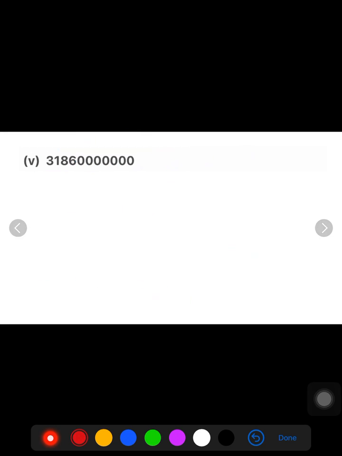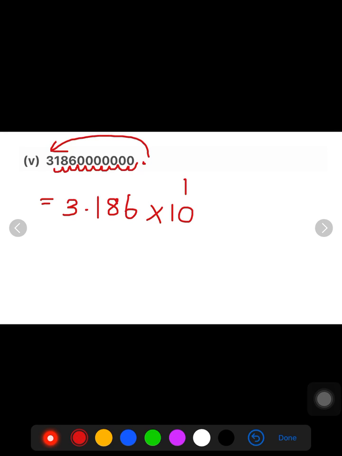So last question. This is the last question here. Again, it's a very big number, so you'll be using positive exponents here. If there is no decimal point, then it is understood that your decimal point is over here. So you'll be shifting to your left side. When you're shifting your decimal point to your left side, you'll be using positive exponents. How many digits you are shifting, you need to count. 1, 2, 3, 4, 5, 6, 7, 8, 9, 10. 10 digits you are shifting. So your answer will be 3.186 into 10 to the power of 10.